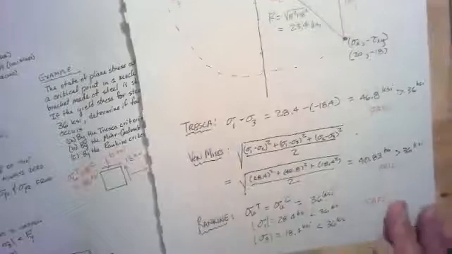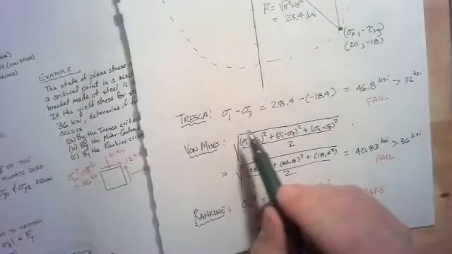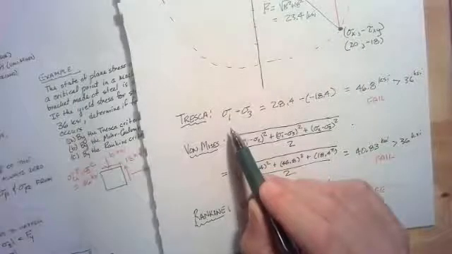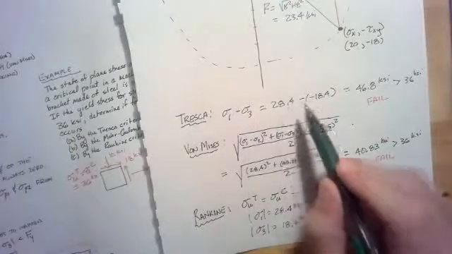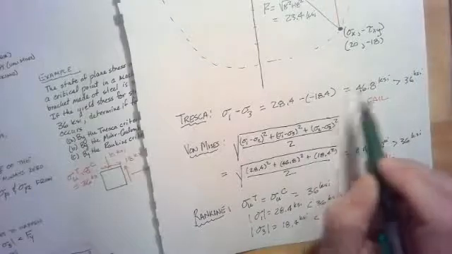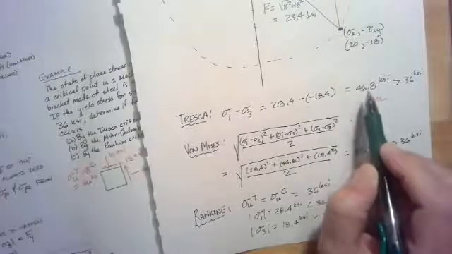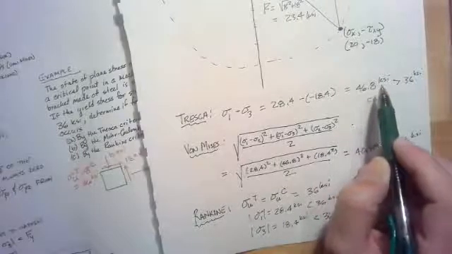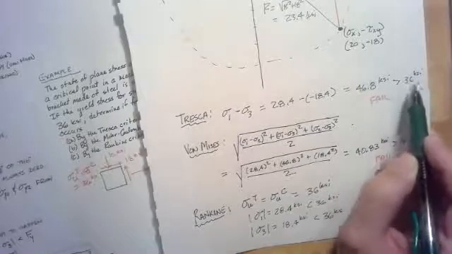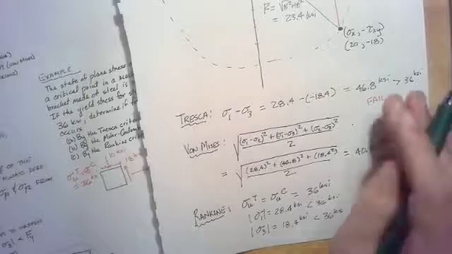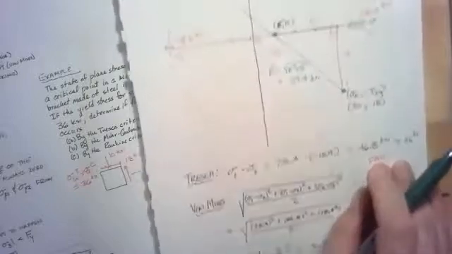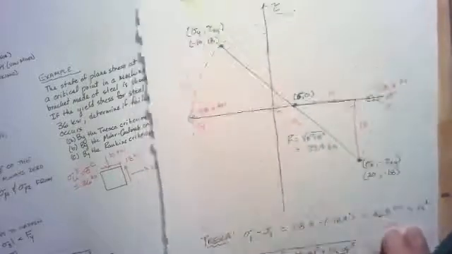So let's examine the three failure criteria. So Tresca is sigma 1 minus sigma 3. That's 28.4 minus a negative 18.4. So that gives me a stress of 46.8 KSI. I would compare that with the yield stress of 36 KSI, and that is a failure of the bracket. The Tresca criterion says the bracket is going to fail.